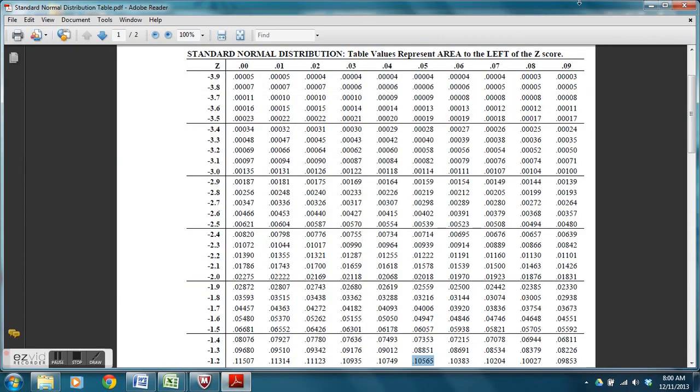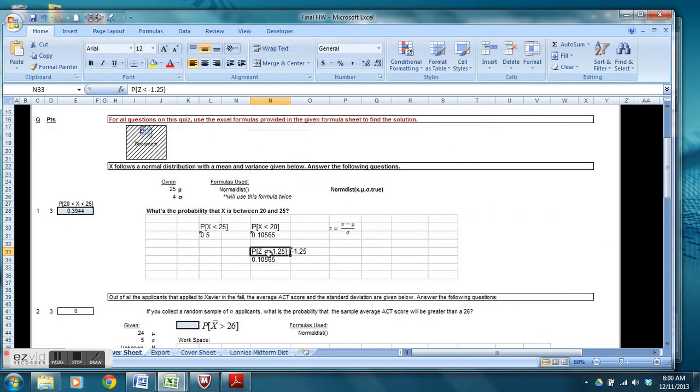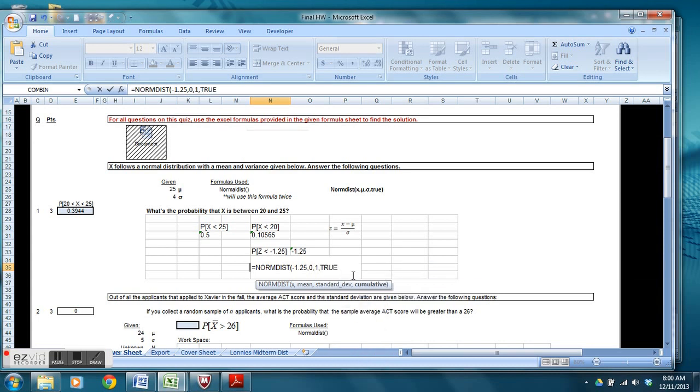The table uses the standard normal, so that's why we converted to the standard normal. But if it was already in terms of standard normal, we could have solved this probability by using this normal distribution. In this case, x would be negative 1.25. The mean for a standard normal is always 0. The standard deviation of a standard normal is always 1, and we still always want to use true for cumulative, and that gives us the probability as well.